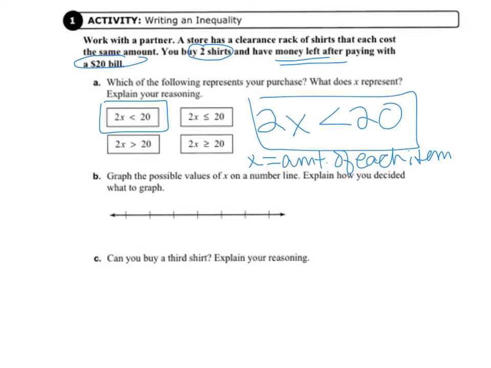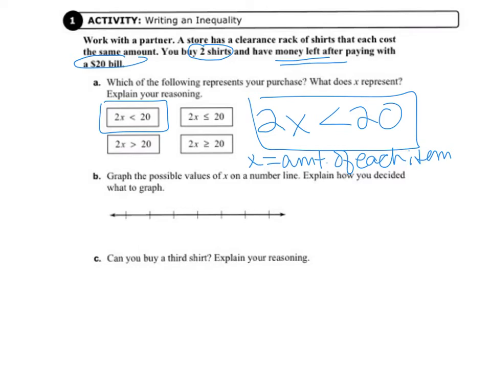And letter B says graph the possible values of x on a number line and explain how we decided what to graph. So we need to think about what x can equal. So x can't equal $12 because if you multiply 12 times 2, that would be 24. So that would be more money than we had. x can't equal $11 because 11 times 2 would be 22. So let's think about $10. If we spent $10 for each item, that would be exactly $20.